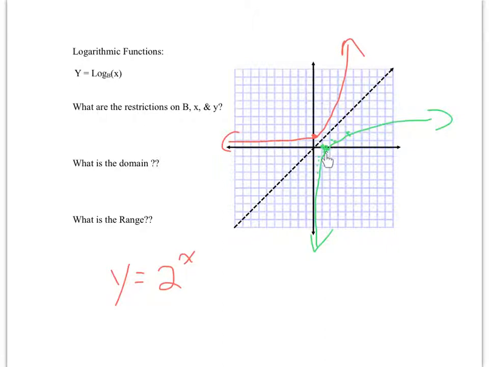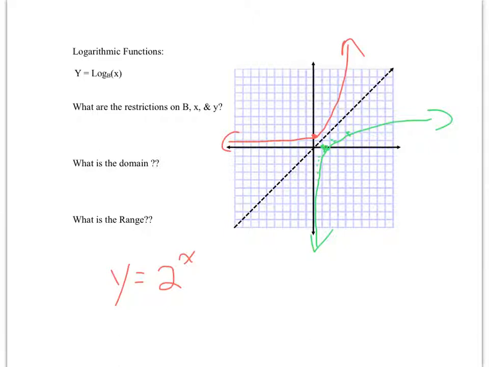On the logarithmic function, we have an asymptote of the x-axis. I'm sorry, the y-axis. Did I say x-axis? This should be the x-axis on the negative side, and then the logarithmic function, we have an asymptote on the y-axis, on the negative y-axis, and then it shoots off to the right very quickly. Okay, so we have to think about now, what are the restrictions on our variables?